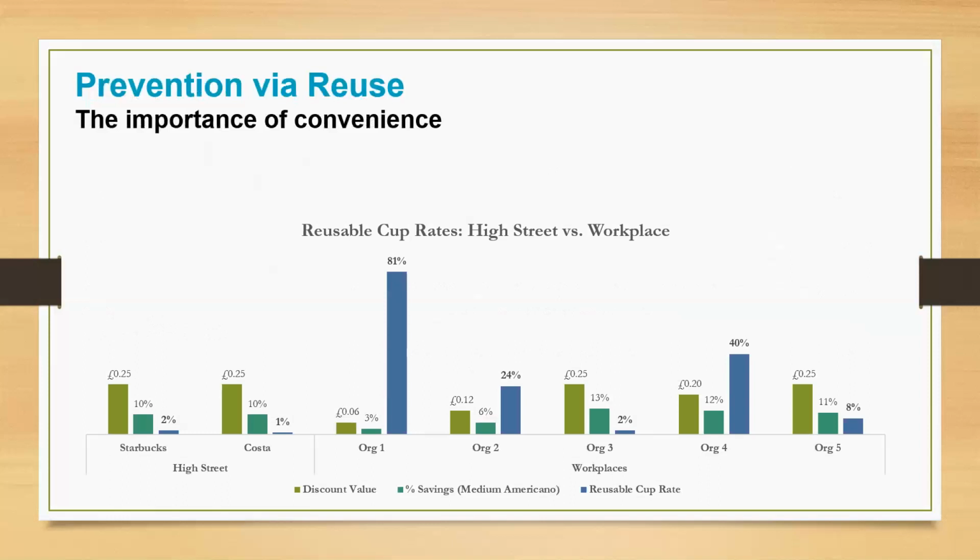So if we look at the graph below, on the left-hand side, you can see Starbucks and Costa and their stated reusable cup rates of 2% and 1% respectively. On the right-hand side, you can see 5 different organizations where I've obtained data from. And what's important to note here is that, first off, in all but one case, the reusable cup rates are significantly higher than in the high street. Second is that these reusable cup rates appear to be higher irrespective of the value of the discount offered or the relative value of the discount offered compared to the drink that's being purchased.